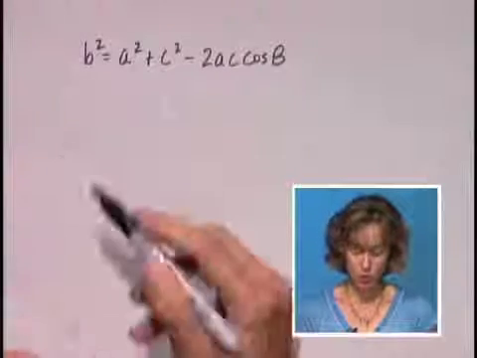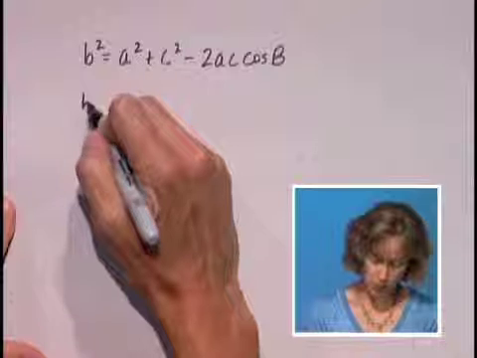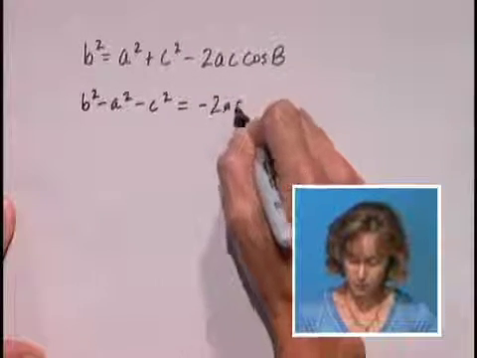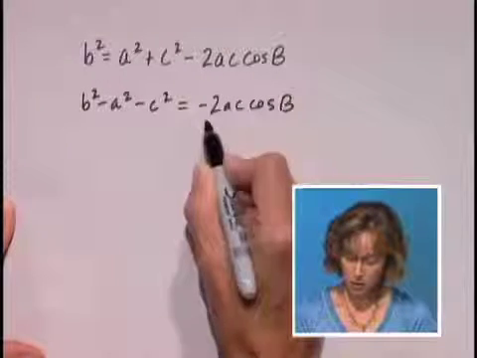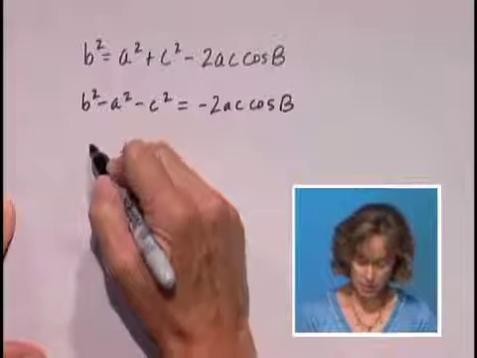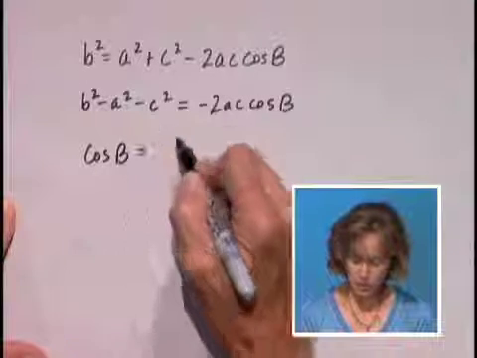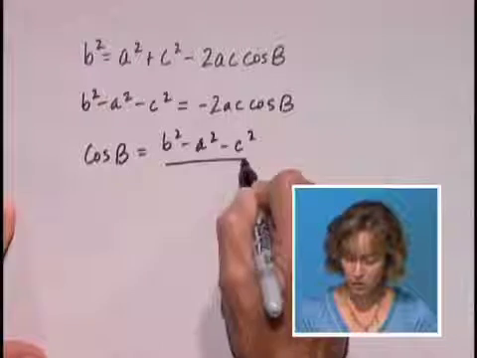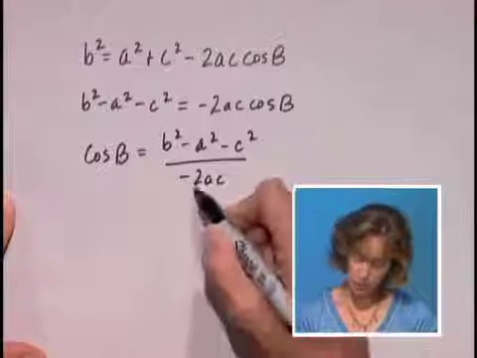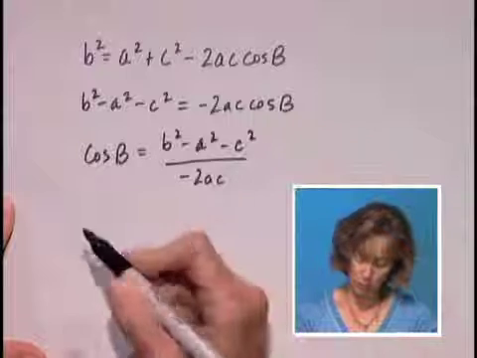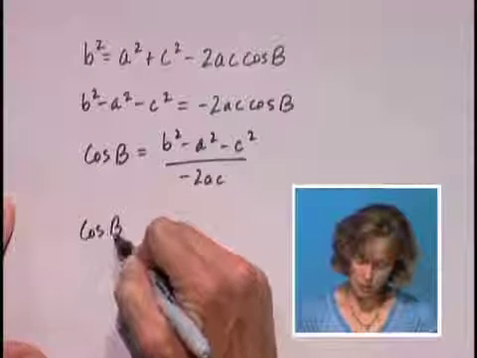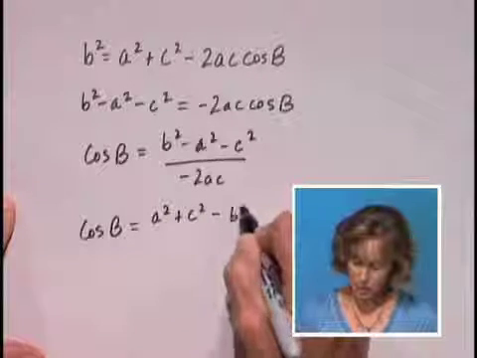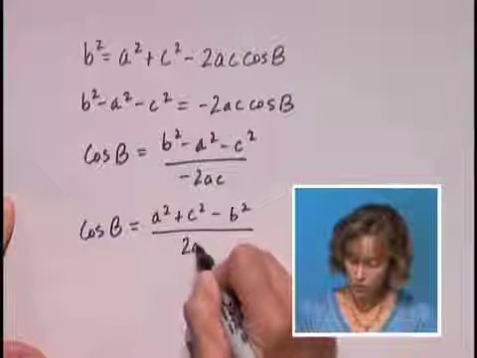We'll start by subtracting A squared as well as C squared from each side, and then dividing by negative 2AC, which will give me cosine angle B is B squared minus A squared minus C squared divided by negative 2AC. I'll move the negative to the numerator, distributing it to get cosine angle B is A squared plus C squared minus B squared all over 2AC.